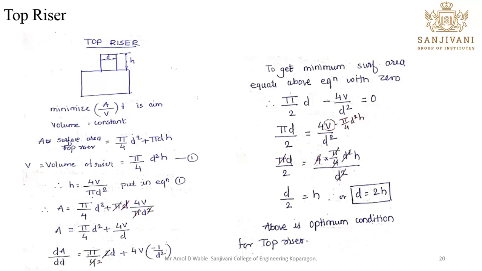So even in numerical problems you will see that sometimes they will not define whether it is a top riser or a side riser, but according to this condition, if D is equal to 2h, then you can consider it a top riser. If they give that D is equal to h, then you have to consider it a side riser. So this was all related to risers. I think we'll discuss a numerical related to this concept at the end of this theory.